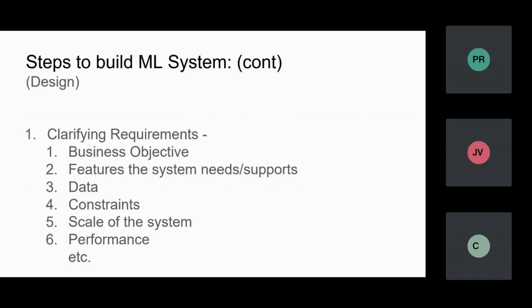So, clarifying requirements. This is the first point in design while designing the system: to know about the requirements the system should have. So, first is business objective. Business objective is the reason why we are building, or how we are working with, the existing system. What is the reason behind building a system?